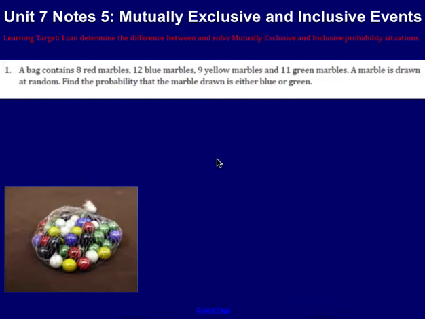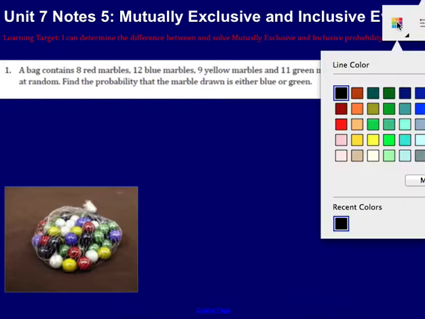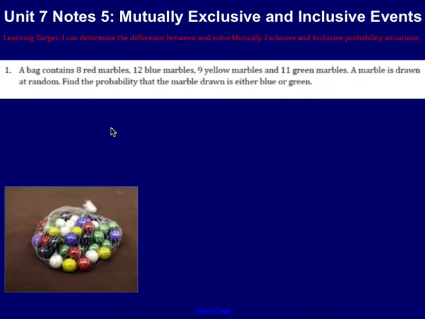So let's take a look at an example of when we're going to be using this. A bag contains 8 red marbles, 12 blue marbles, 9 yellow marbles, and 11 green marbles. A marble is drawn at random. Find the probability that it is blue or green. Well, first we want to figure out how many total marbles we have. So I'm going to add 8 plus 12 plus 9 plus 11, and that gives us a total of 32 marbles.